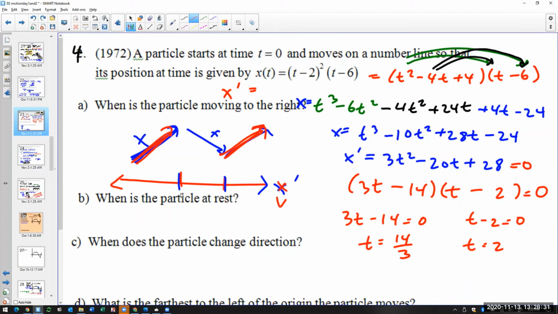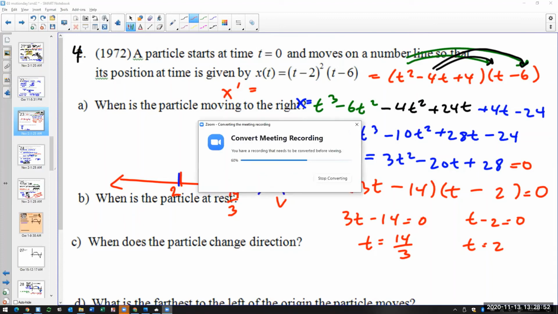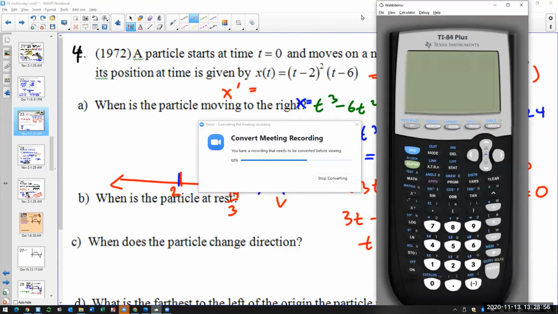Okay, so I'm going to put these critical points in, 14/3 and 2. Oh, wait, I think that's in the wrong order. I think 2 is smaller. So 2 on this side and 14/3 on this side. Every time you do your velocity number line, do your plus, plus, plus, minus, minus, minus. How do you do it? Go stick your velocity curve into your calculator.